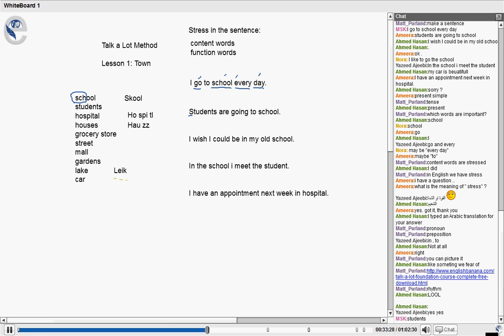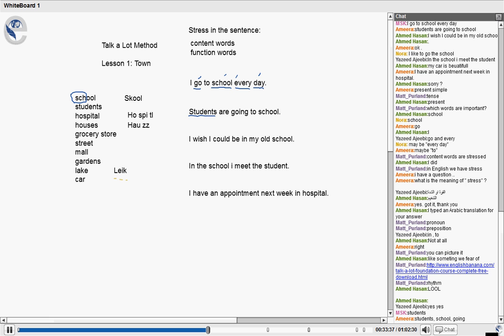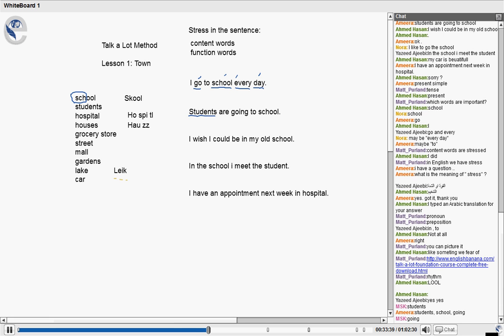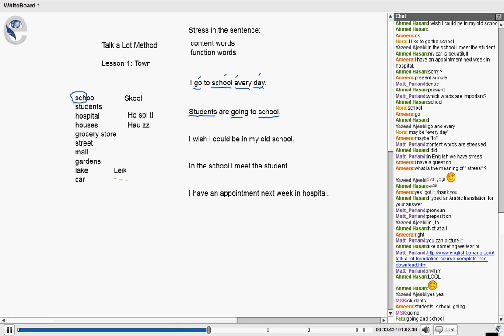Students, so it's nouns. Nouns are content words. What else? Content words. School and going. Okay. Anything else? Okay, so you've got it right. Students are going to school.